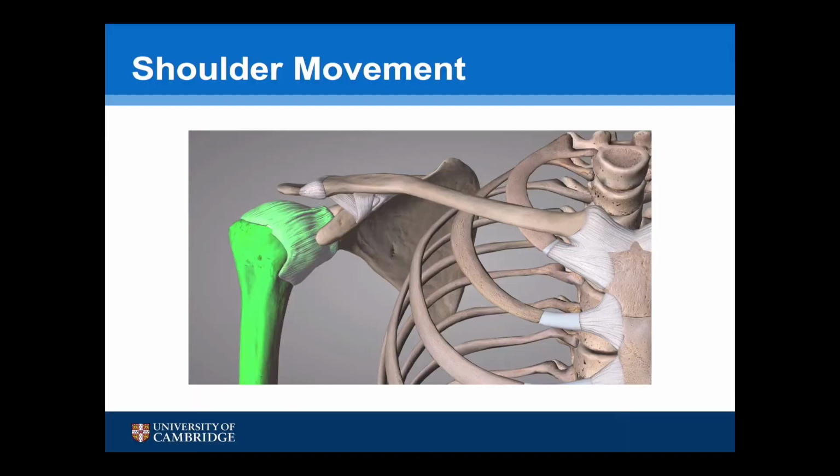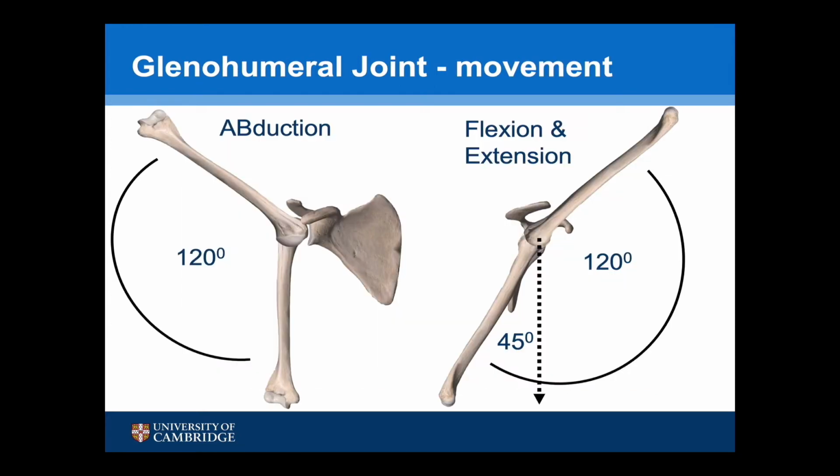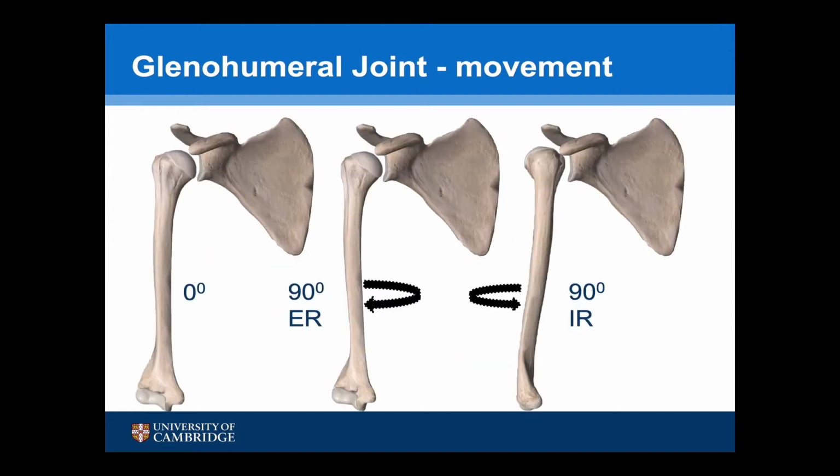Shoulder movement. When assessing movement of the shoulder, we tend to mainly think about the glenohumeral joint. Although the glenohumeral joint has a large ball and a relatively shallow socket, the acromion does limit its movement so that it only has 120 degrees of abduction and 120 degrees of forward flexion. However, there's 90 degrees of internal and external rotation at the glenohumeral joint.